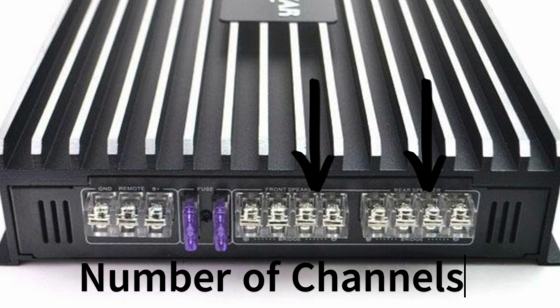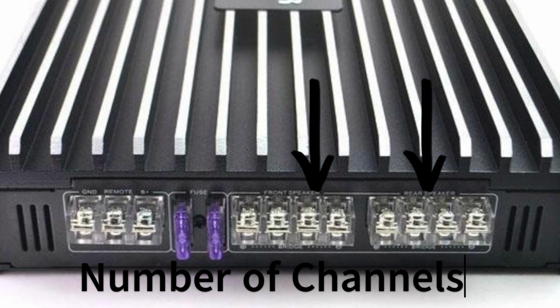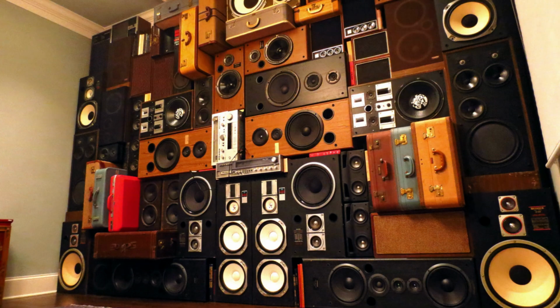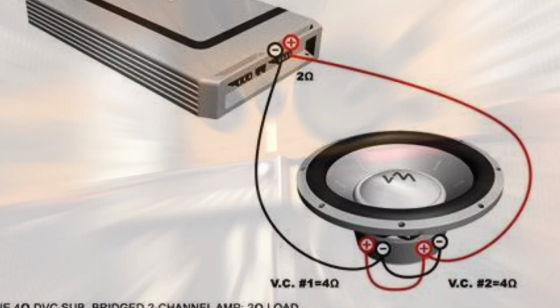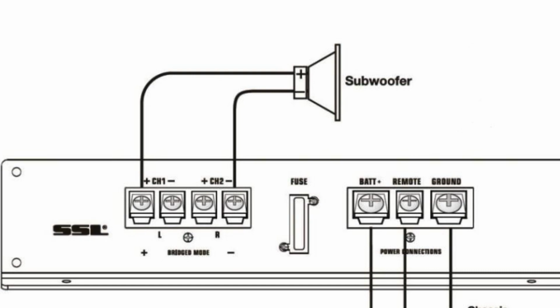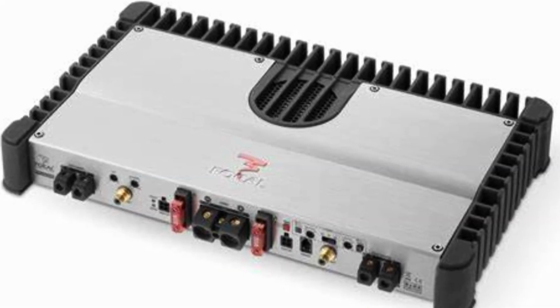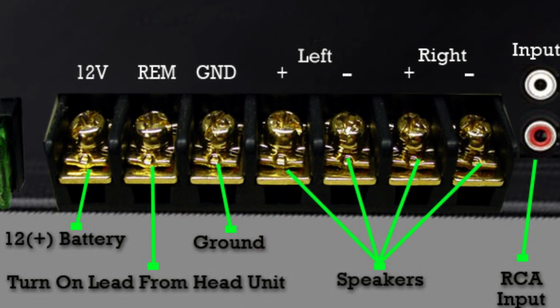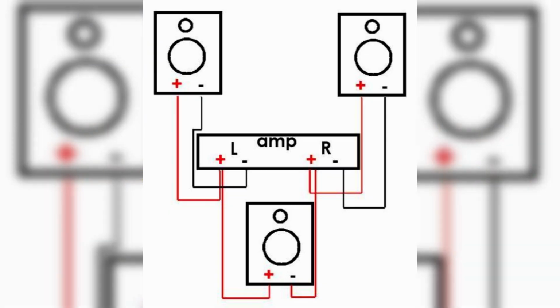The number of channels in an audio amplifier determines how many speakers or subwoofers it can power. A single channel amplifier, also known as a mono amplifier, can power one speaker or subwoofer. A two-channel amplifier can power two speakers or two subwoofers, or one speaker and one subwoofer in a bridged mode.